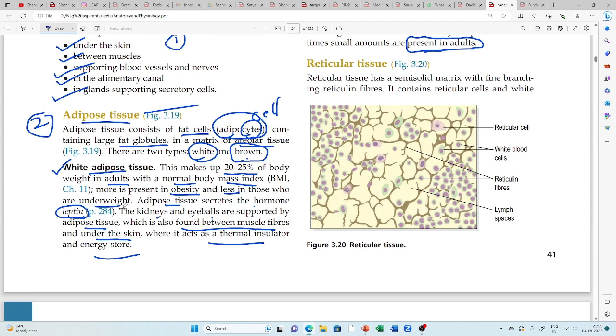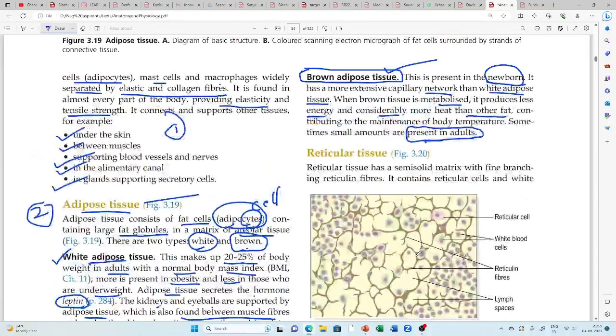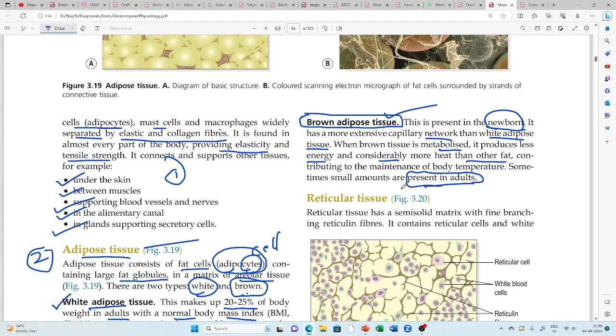White means our normal adult 20 to 25% of body weight is made by white adipose tissue, and it is more in obese and less in underweight people. This adipose tissue produces the leptin hormone and is found in the kidney, eyeball, and under the skin. It acts as a thermoregulator, supporter, and energy store. The second type is brown adipose tissue, present more in newborns and very important to maintain body temperature, and it is found only in very small amounts in adults.